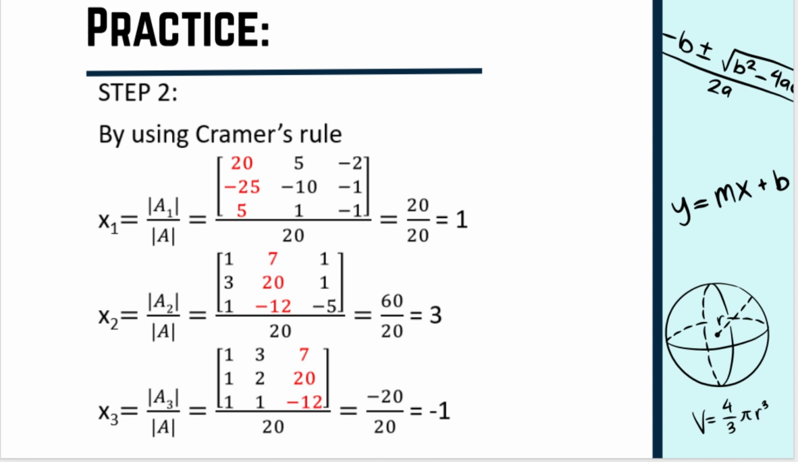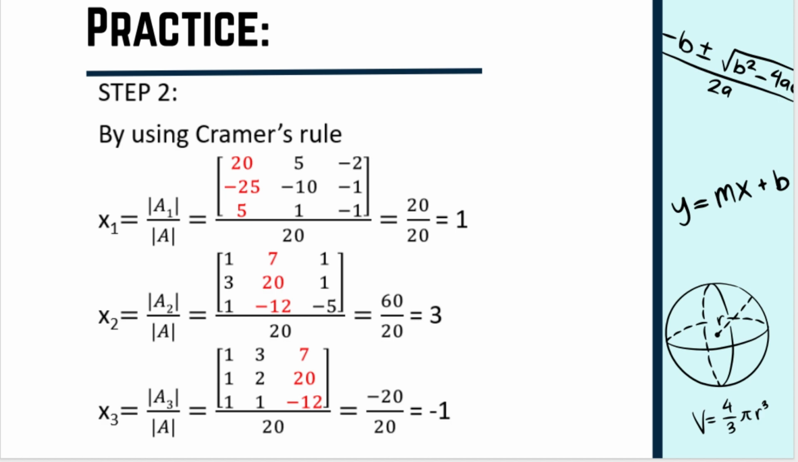So for the last step, by using Cramer's rule, x1 is equal to the determinant of A1 over the determinant of A. And it will be equal to the determinant of A1, after I calculate it, you will get 20, 5, -2, -25, -10, -1, 5, 1, and -1. And it will be over the determinant of A that we have calculated, that is 20. And it will be 20 over 20 equals 1.